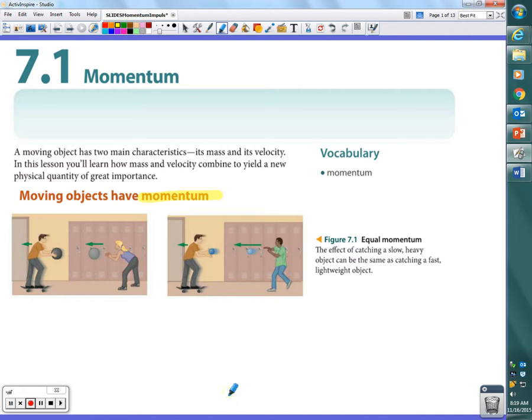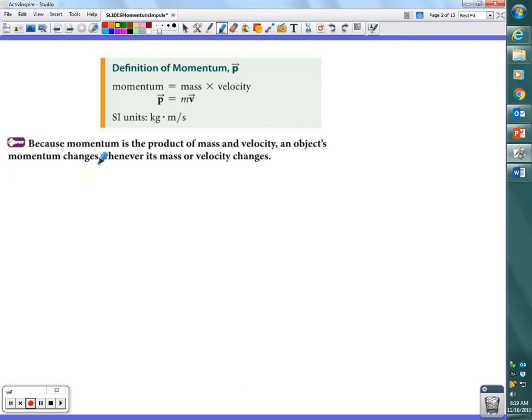That gets us into the property of momentum, right? So the momentum of an object is defined as m times v, its mass times its velocity, okay? Now, like it says here, because momentum is the product of mass and velocity, an object's momentum changes whenever its mass or velocity changes. Duh, I hope.